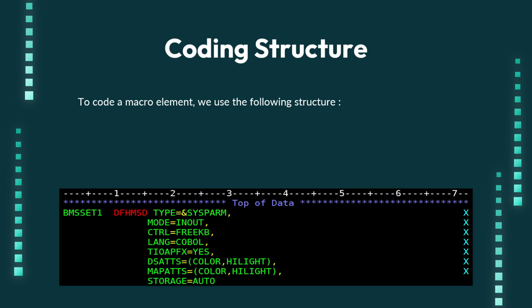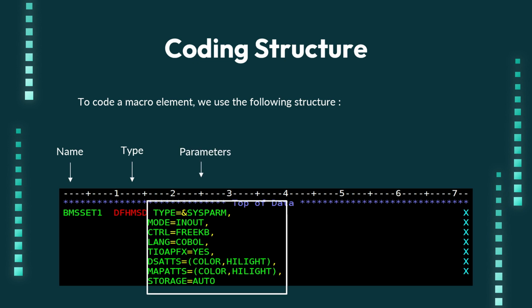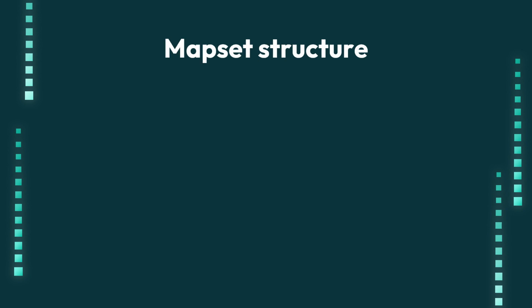To code a macro element, we use the following structure. In column 1, we give a name up to 7 letters. Then we specify the type of macro that we are using. After the type, we specify some parameters. And in column 72, we use the letter X, which is a continuation character that allows us to write this instruction over multiple lines.